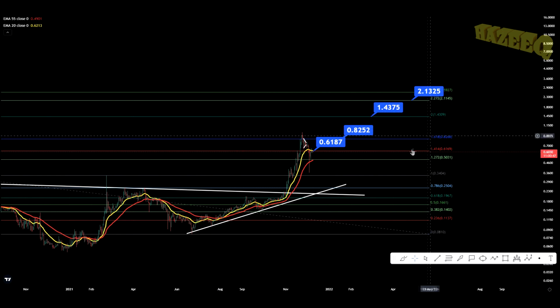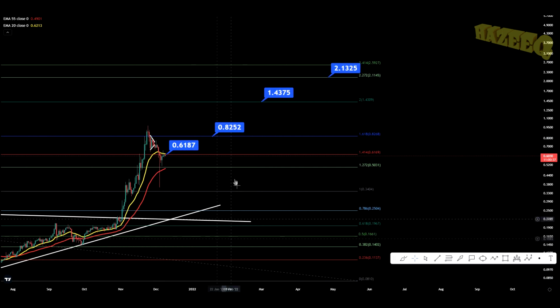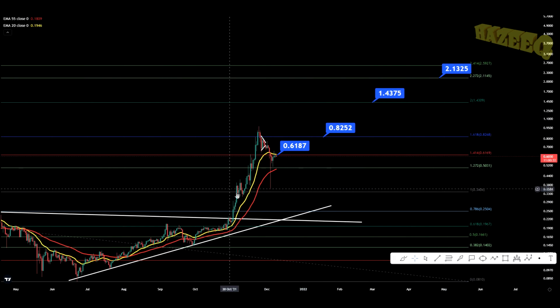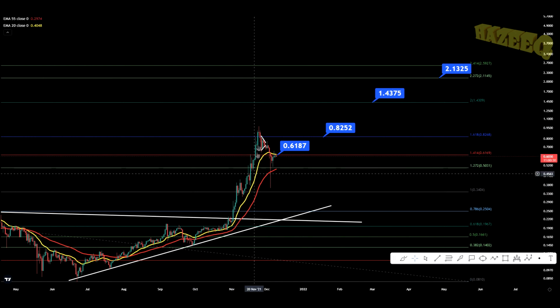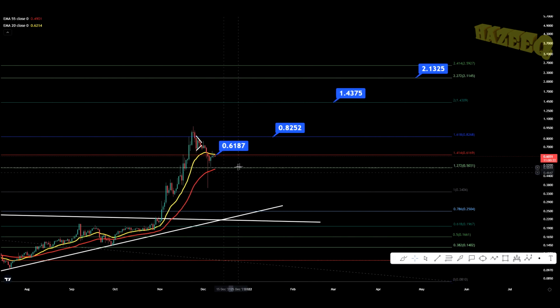That gave us a 82, almost 83 cent target at the 1.618. We got a bit overextended above that, and I was telling you guys that you should target the 1.618 after you break past the previous swing high, and that's exactly what we've done over here. Then we wicked back down to the 1.272, and we basically back tested that as support.